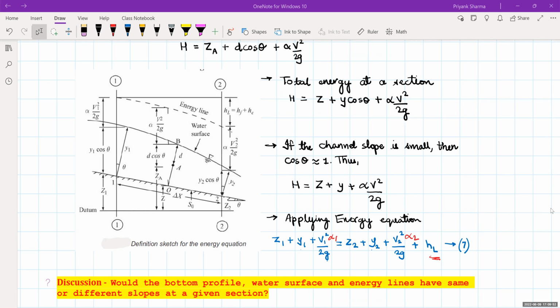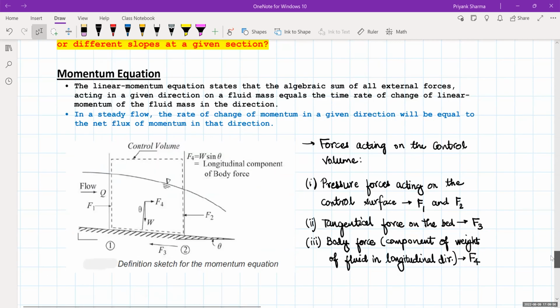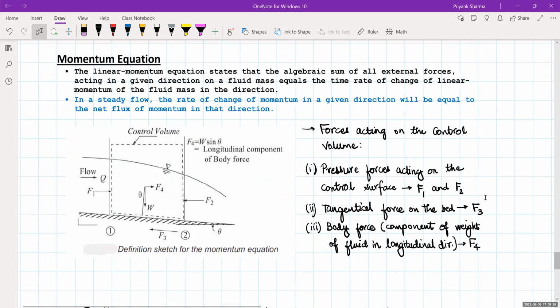Okay, now moving to the last part, that is the momentum equation. The linear momentum equation states that the algebraic sum of all the external forces that act in a given direction on a fluid mass equals the time rate of change of linear momentum of the fluid mass in that direction. So for steady flow, the rate of change of momentum in a given direction will be equal to the net flux of momentum in that direction.